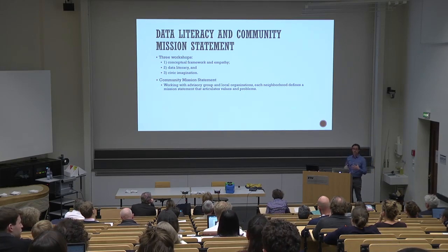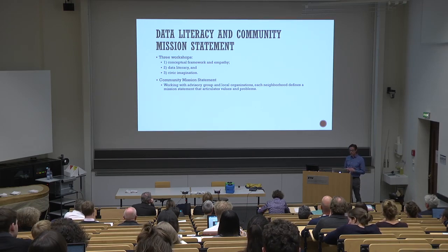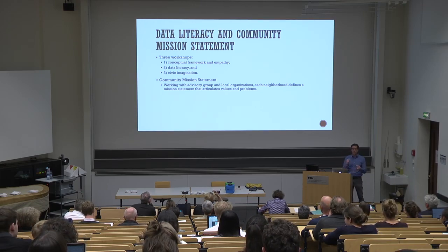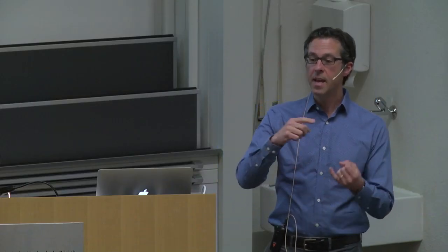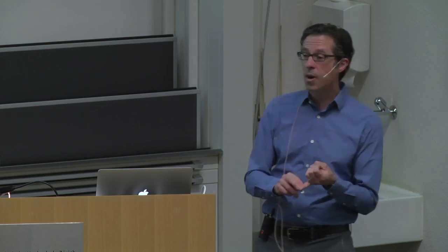Community mission statement would be working with an advisory group and local organization to define a mission statement on the local level that would say, here are the problems that we're experiencing. Say, for instance, in the neighborhood of Chinatown in Boston, here are the issues that we are concerned with. We're concerned with gentrification, displacement. We're concerned with crime. We're concerned with parking, as every neighborhood is. But we're concerned with all those things.